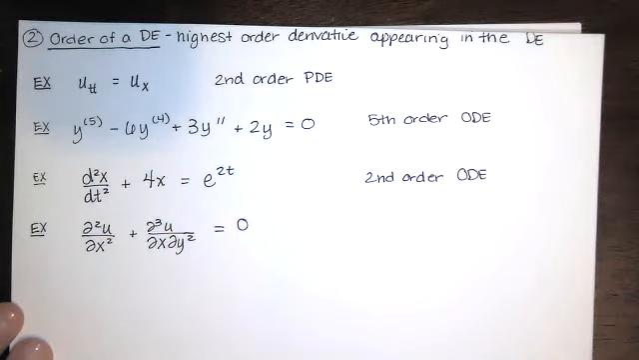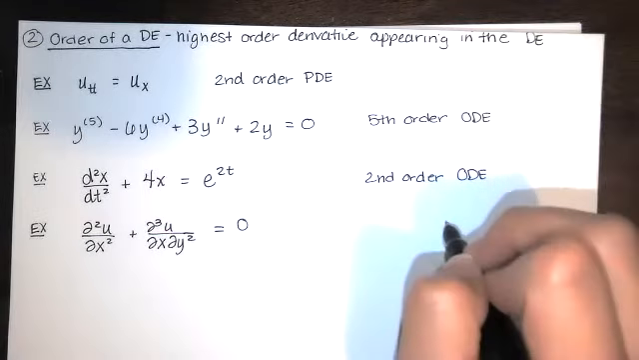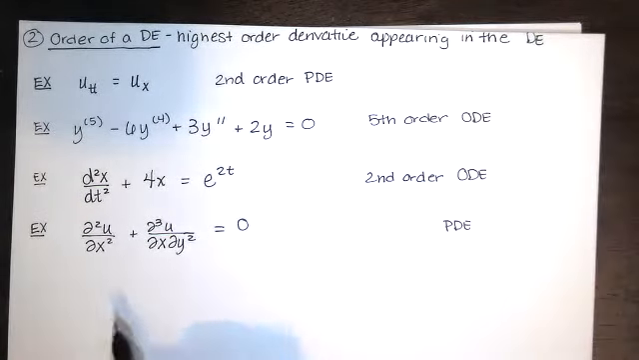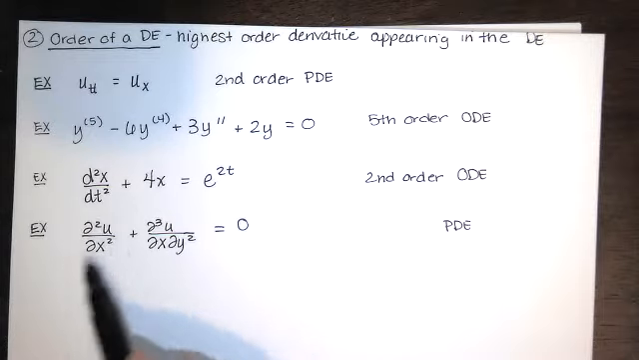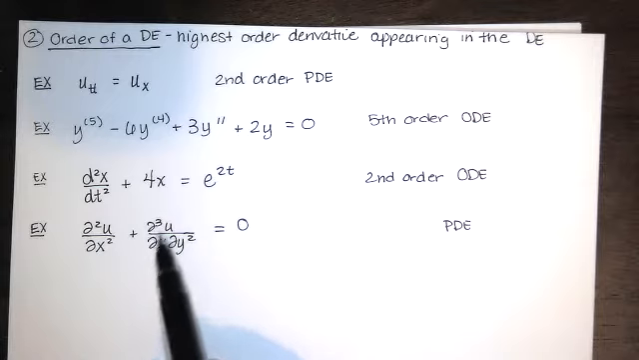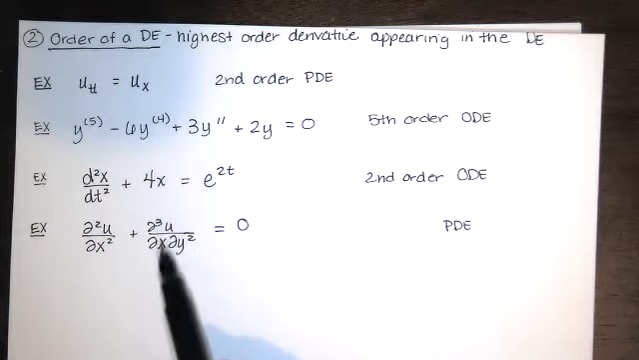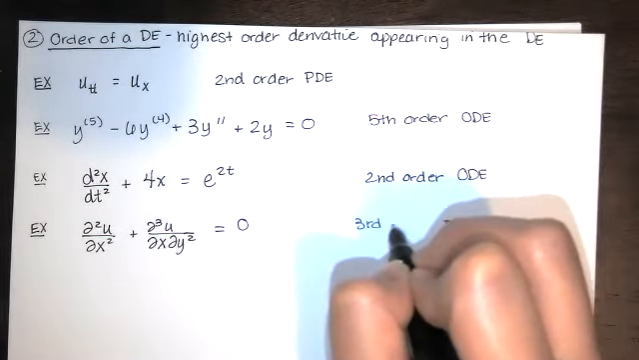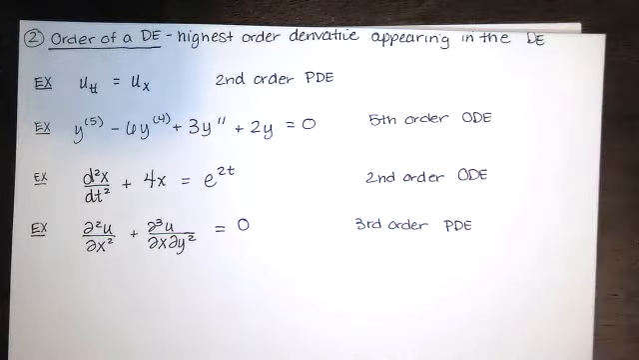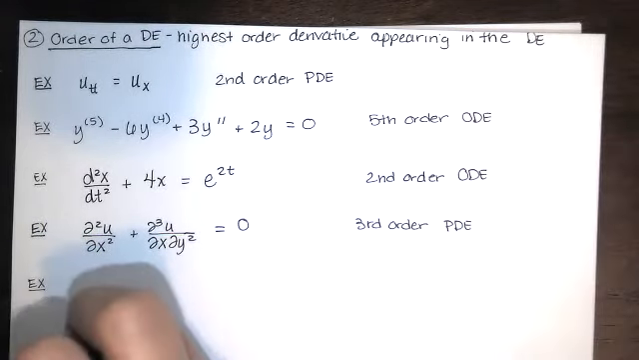Okay. And this is a PDE. Notice we've got partial derivatives. Now careful here. That's a second partial of u with respect to x, so that's a second order derivative. This is actually a third order derivative. This says take the partial with respect to y twice first, and then take the partial of that result with respect to x. So this is a third order partial differential equation.